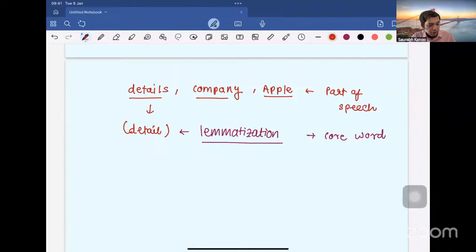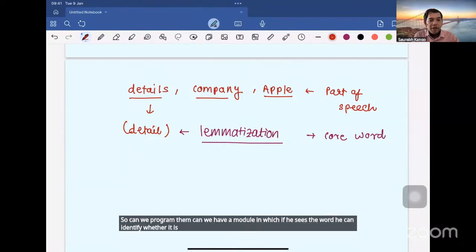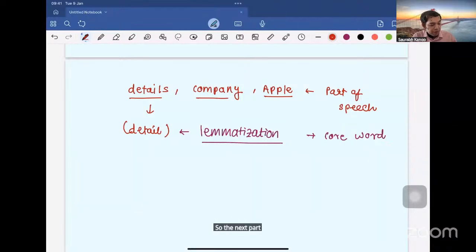So can we program them? Can we have a module in which, if he sees a word, he can identify whether it is an adverb, a noun, or an adjective? Yes. So the next part in the process is that he will try to understand the part of speech.